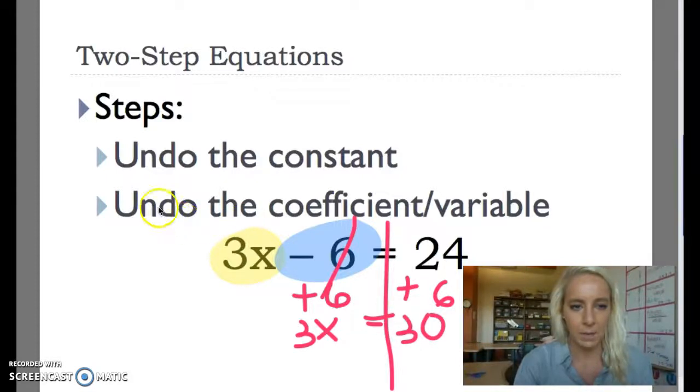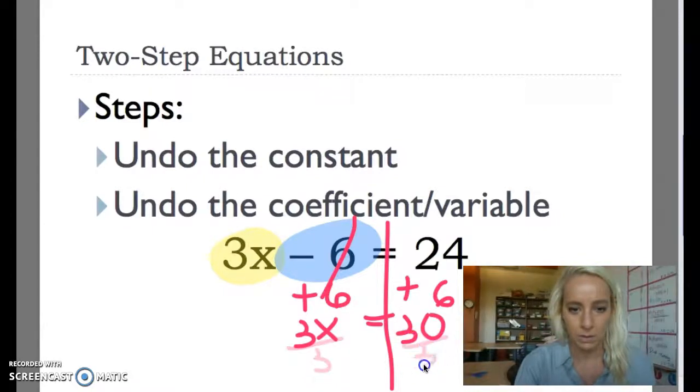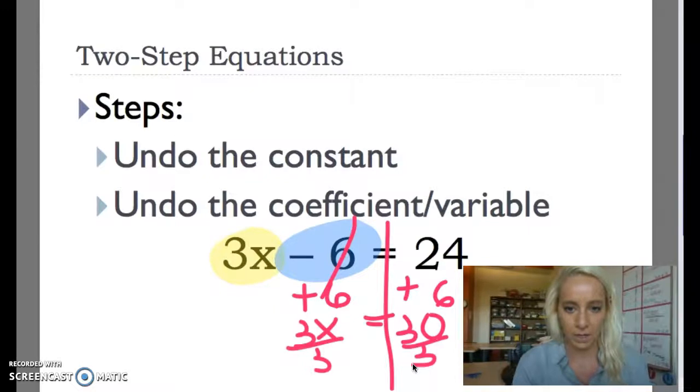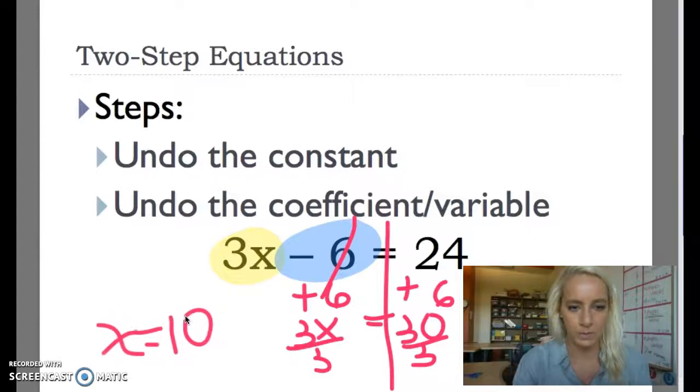Then my last step is to undo the coefficient/variable. The coefficient is being multiplied by the variable, so the inverse operation would be division. So 30 divided by 3 is 10. So x is equal to 10. So we're going to look at a few more examples.